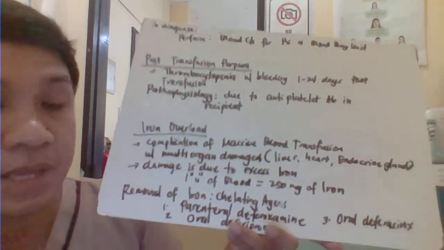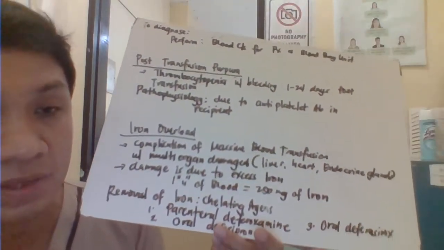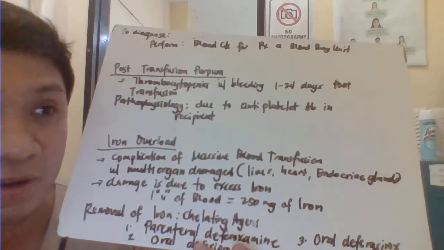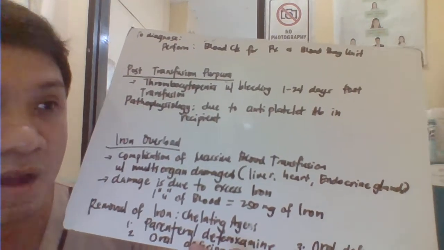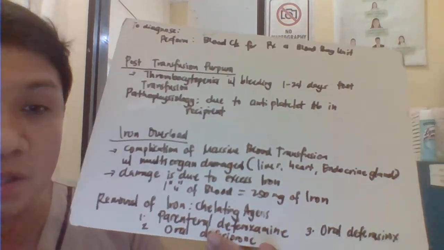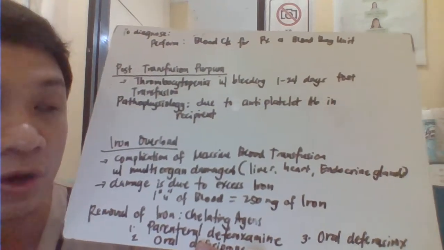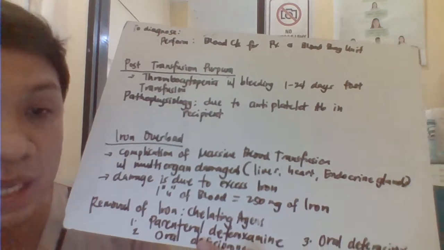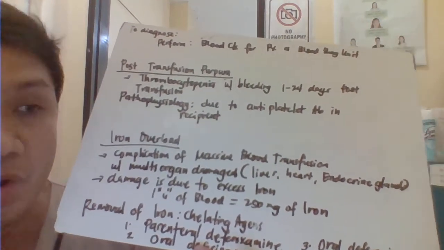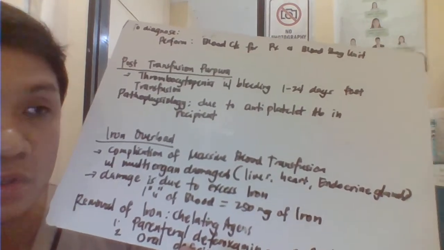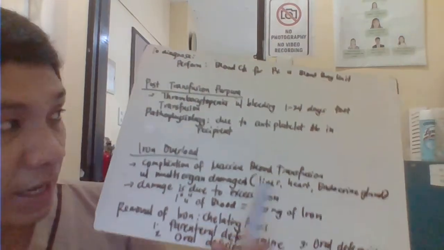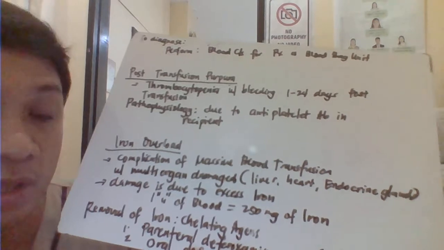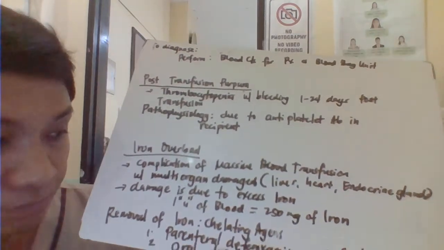Okay, then we have your PTP, post-transfusion purpura. This is characterized by redness of the skin because of the transfusion of a unit of blood which is incompatible between the donor and the recipient. Basically, the recipient contains anti-platelet antibody which tries to destroy the platelets of the transfused unit of blood. That results in thrombocytopenia occurring 1 to 24 days after the transfusion.